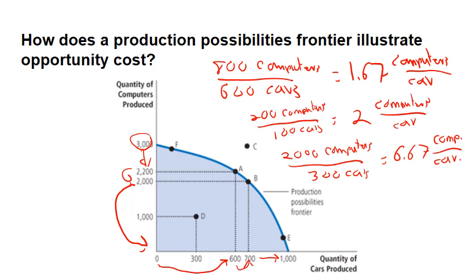So the opportunity cost of getting more cars is the number of computers we have to give up as we move along that production possibility frontier. Notice, as we move from here to point A, we've got an opportunity cost of 1.67 computers per car. A to B, the opportunity cost is 2 computers per car, and B to this intercept is 6.67 computers per car. The opportunity cost of each car gets higher as we move down and to the right on the production possibility frontier.